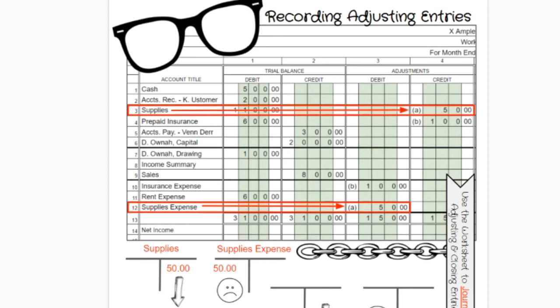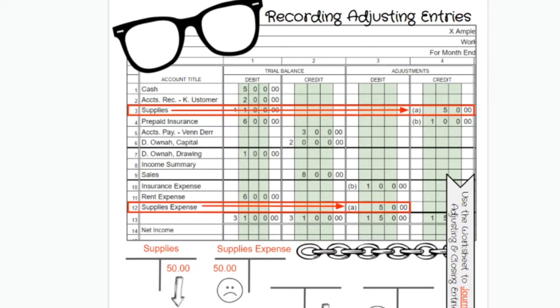On this page, you'll see that we have a portion of the accounting worksheet. And if needed, you can go back and watch the video that relates to the accounting worksheet visual notes. But hopefully you remember that we've got supplies and supplies expense. The supplies expense when we did adjustments is the debit and supplies is the credit. And so we're going to use the worksheet to journalize adjusting and closing entries. And so we're just going to use this information and make a journal entry about it.